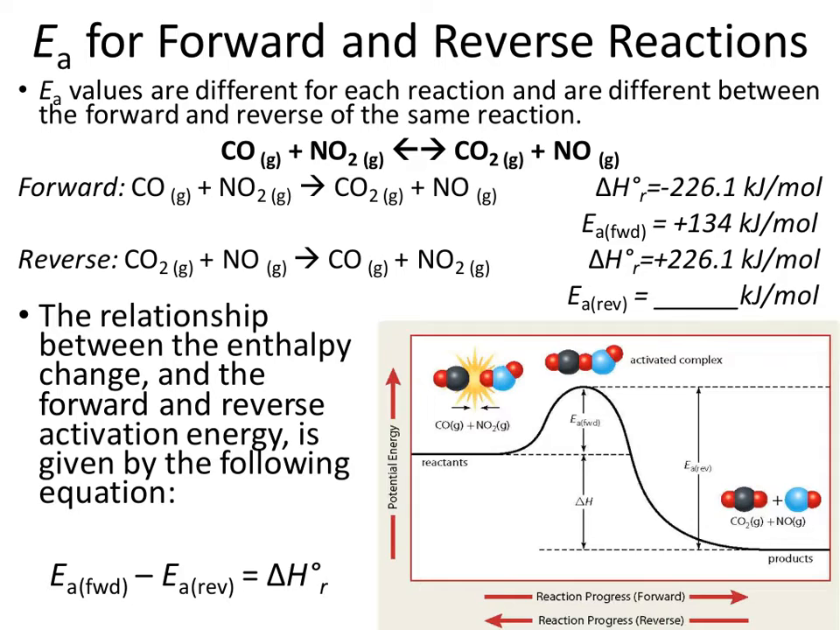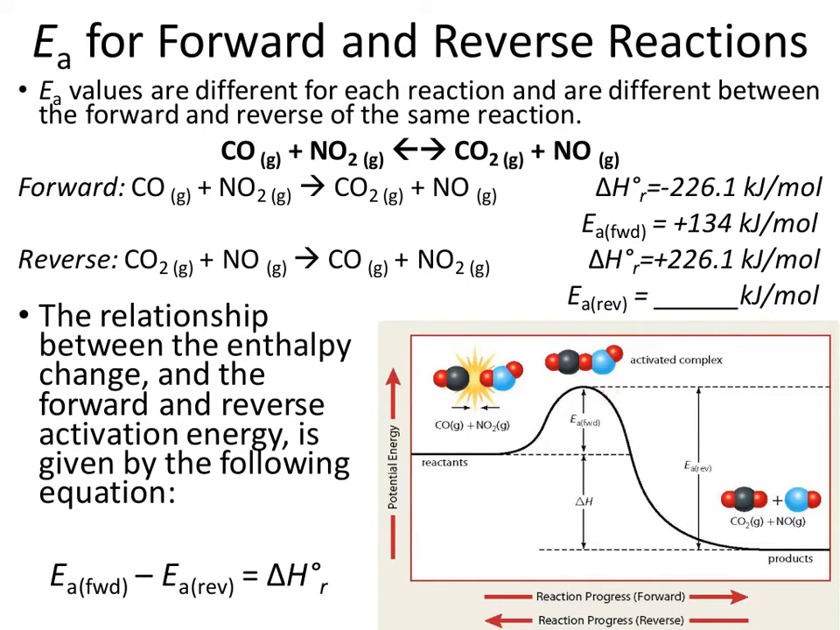Now, in this forward direction, our enthalpy change, the change between our reactants and our products, is negative 226.1 kilojoules. So we lose 226.1 kilojoules to the surroundings as heat. Now, for this reaction to actually happen, we first have to absorb 134 kilojoules, and that's our activation energy in our forward direction. Now, let's say we wanted to go in the reverse direction, turn our products into our reactants. We know that the enthalpy change was 226.1 kilojoules, but what is the activation energy that this has to overcome to do this?